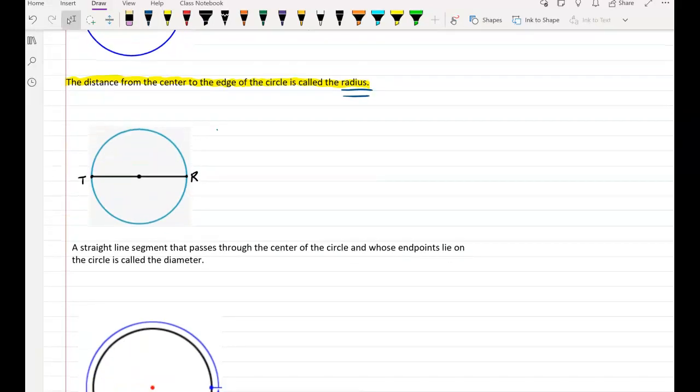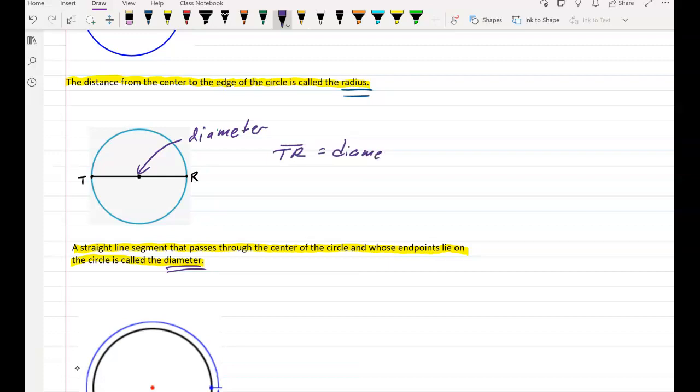Our next definition is that when you have a straight line segment that passes through the center of the circle and whose endpoints lie on the circle, that's called the diameter. So this line segment right here is called the diameter. So line segment TR is equal to the diameter of this circle.